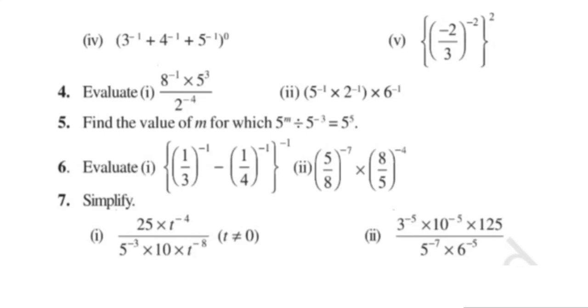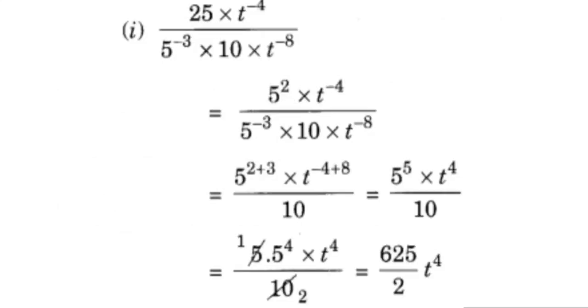Question number 7, simplify. 25 into 2 t raised to minus 4 upon 5 raised to minus 3 into 10 into t raised to minus 8. So this we can write, 25 we can write 5 square into t raised to minus 4 upon 5 raised to minus 3 into 10 into t raised to minus 8. Now you can see 5 is in the numerator also and the denominator also. So powers we will subtract.